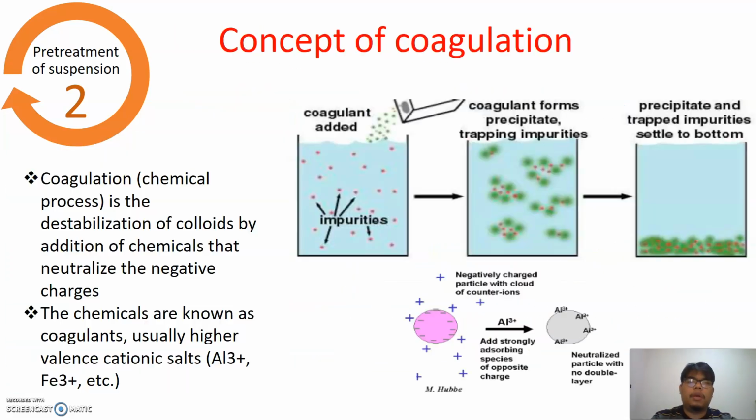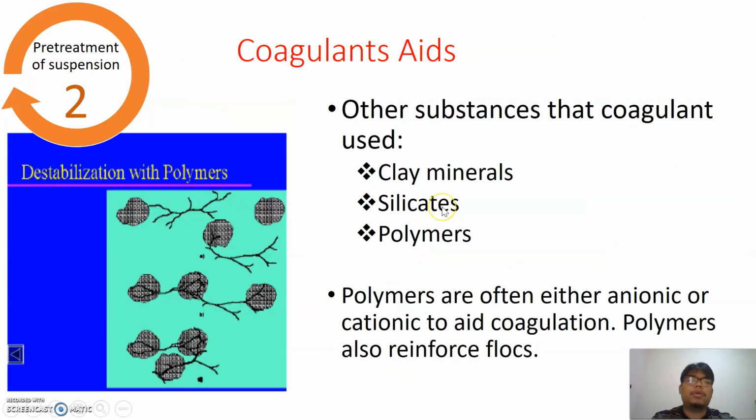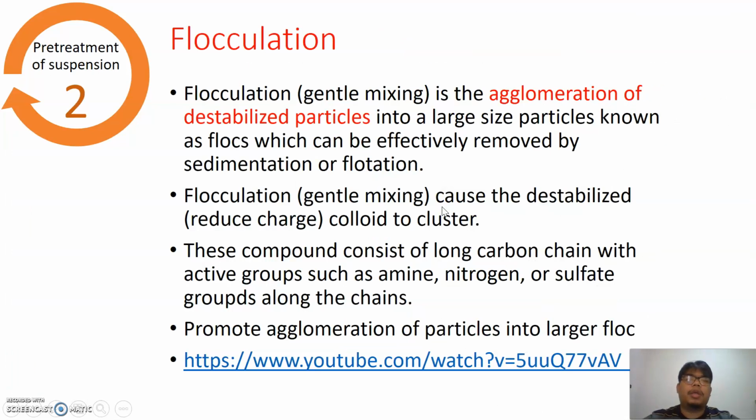So next we go to flocculation. What is flocculation? Flocculation is the agglomeration of destabilized particles into a larger size particle known as floc, which can be effectively removed by sedimentation or flotation. As I said earlier, the concept is easy. We have a small particle, we try to combine it and make it bigger.